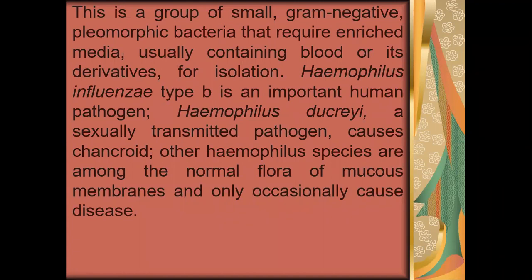Haemophilus influenzae type B is the most important pathogen in this genus, followed by Haemophilus ducreyi, a sexually transmitted pathogen that causes chancroid. Other Haemophilus species are among the normal flora of mucous membranes and only occasionally cause disease as opportunistic pathogens.